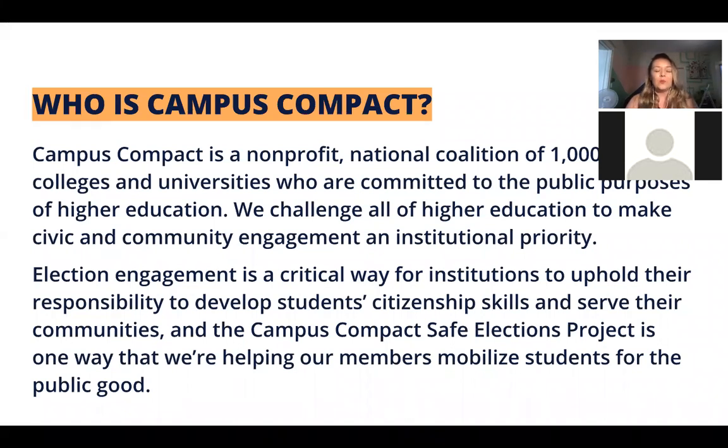One of the critical ways that Campus Compact is helping institutions to uphold their responsibility to develop student citizenship skills and serve their communities is through election engagement. And that encapsulates a lot of things, including student voting and poll worker recruitment. So the Campus Compact Safe Elections Project is just one way that we're helping our members mobilize their students for the public good. And we're really excited to launch and share it with you today.